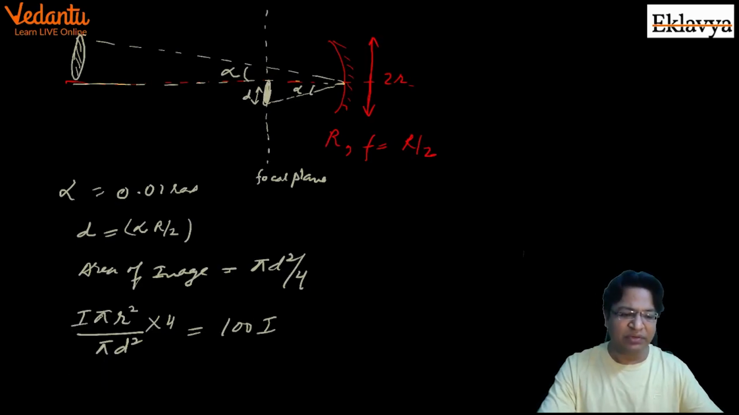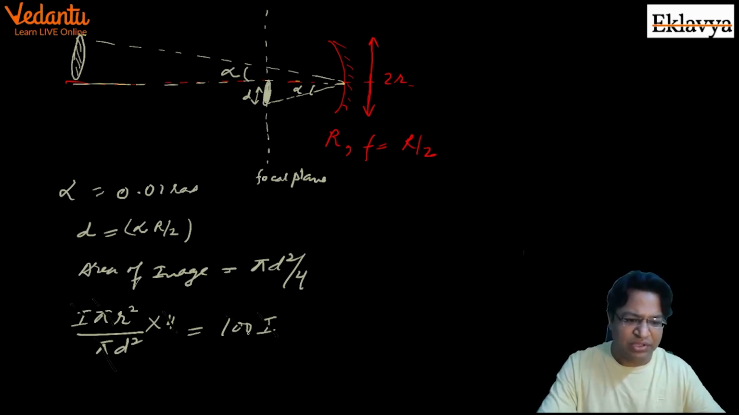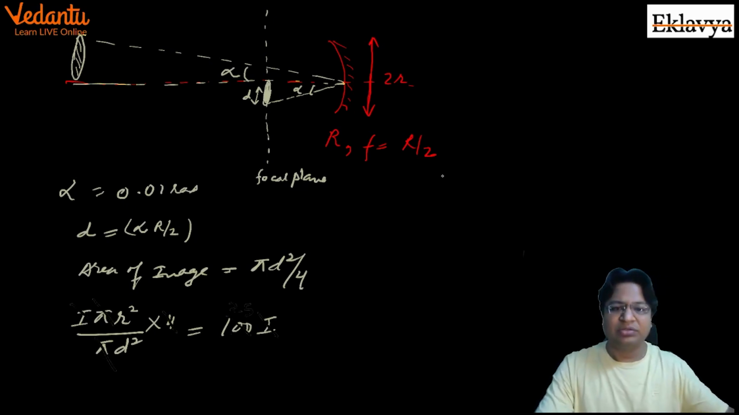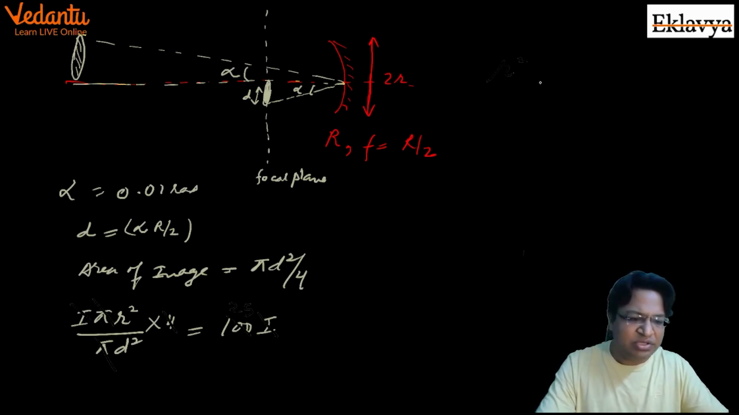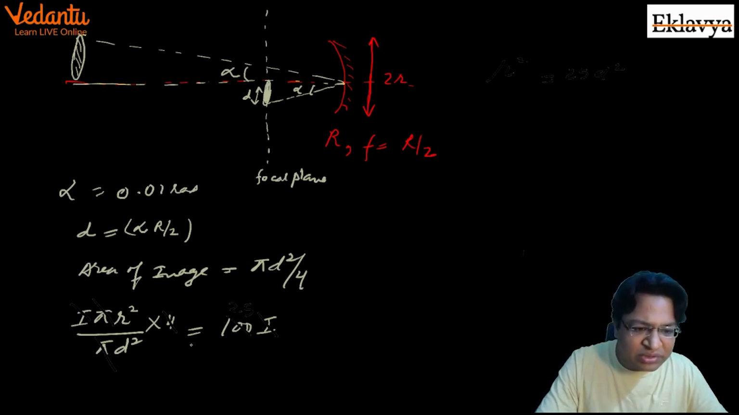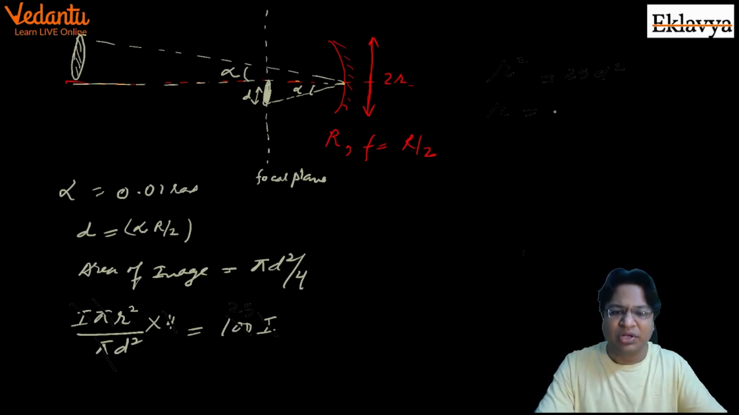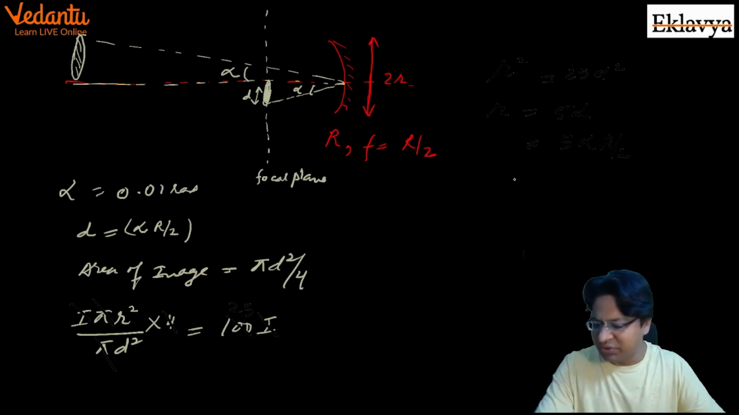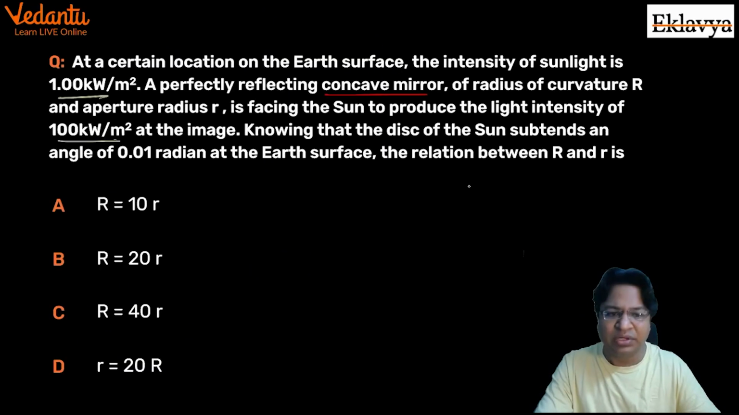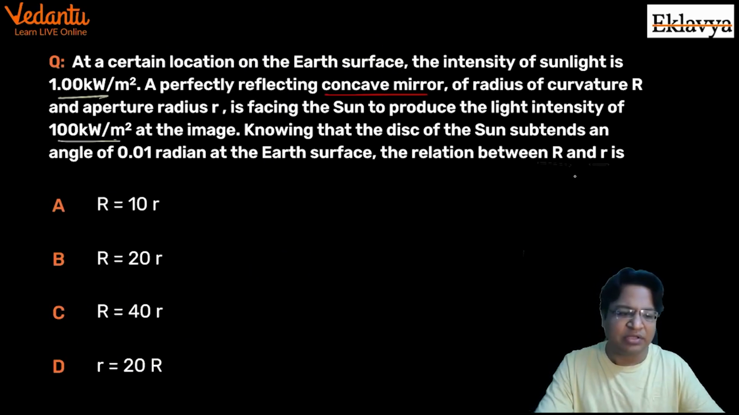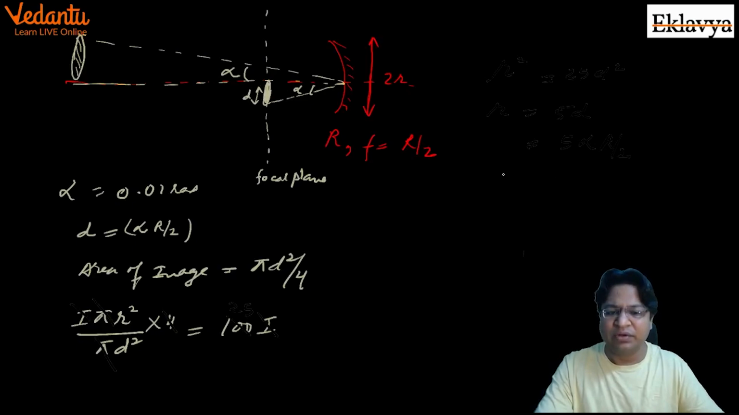When we start solving this, the pi gets cancelled, the intensity gets cancelled, and the 4 gets cancelled, so this becomes 25. The equation that we get is small r square equals 25 times d square. Let me see if there is anything left. From here, small r equals 5 times d. And what is d here? It is alpha times R by 2. What are we supposed to find out? We are supposed to find the relation between capital R and small r. I think we are almost there.